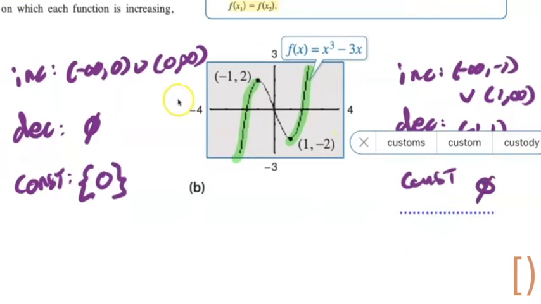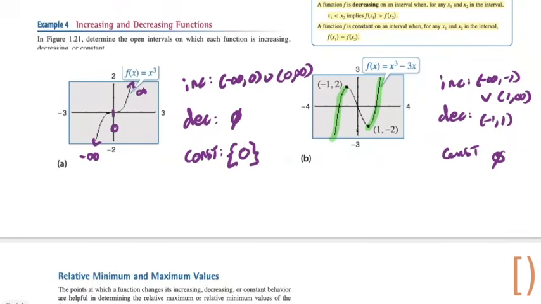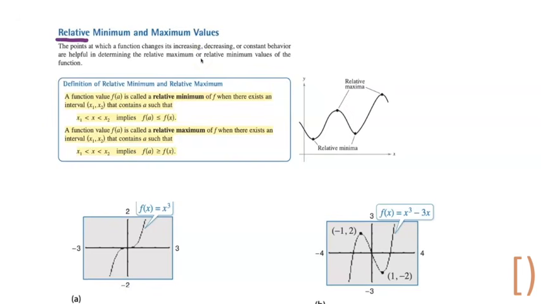If you notice, I didn't put any brackets. When you put increasing, decreasing, you generally don't put brackets on these things, because at -1, you're both increasing and decreasing. It's in between. So it's just always parentheses. So that's increasing, decreasing. Similar idea for relative min max values.